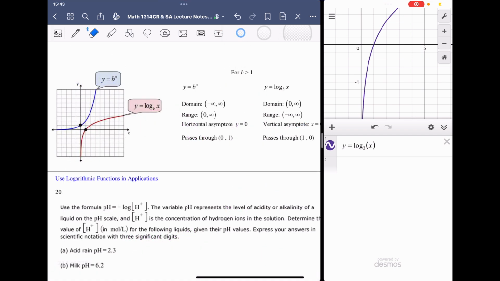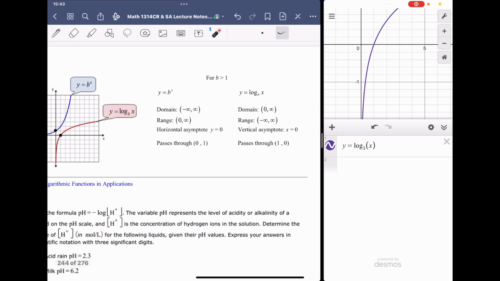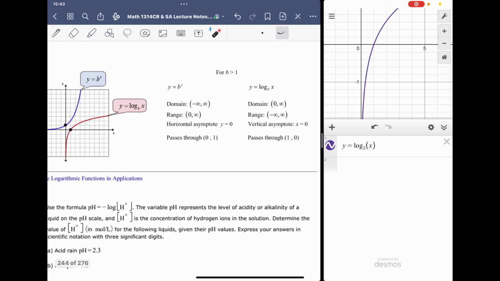A graph, like they're just showing you exponential and then log. And then you have the properties of each of those, domain and range, the asymptote. This is just a summary of what we've been graphing, where the bases are always greater than 1. Remember, your base cannot equal 0.